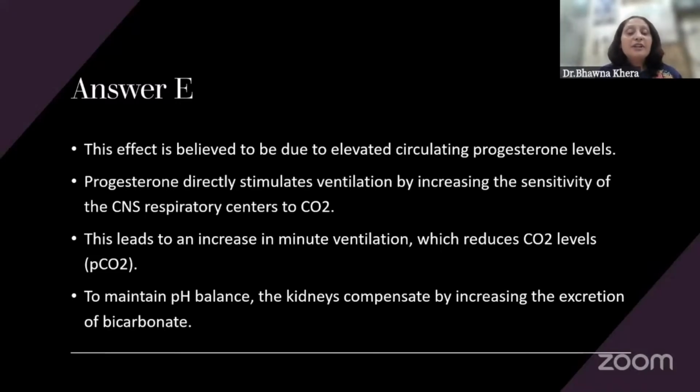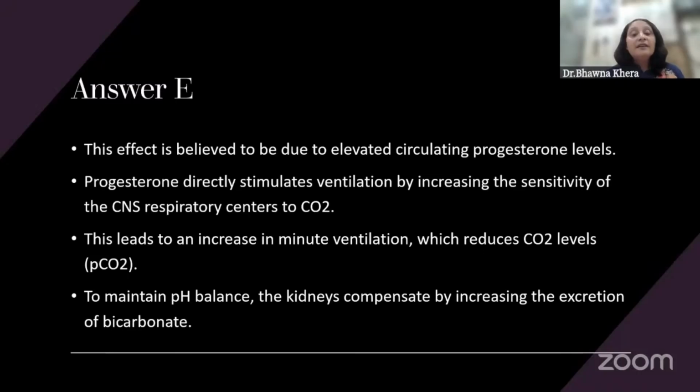Progesterone directly stimulates ventilation by increasing the sensitivity of the CNS receptor centers to CO2. This leads to an increase in the minute ventilation, which reduces the CO2 levels. So what happens when we hyperventilate? We wash off CO2, and this CO2 is basically causing the acidosis, because it forms carbonic acid. So if we wash off CO2, the carbonic acid decreases, and as the carbonic acid decreases, the alkalinity is increasing.